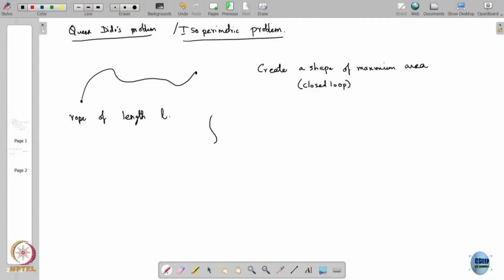First, we want to create some shape, right? So suppose this is some shape that we create. This is your start and end point. Now, is there some way you can argue that this is certainly not optimal? Suppose in addition to this rope, I also give you a rubber band. You take this rubber band, stretch it and fit it on top of this shape.